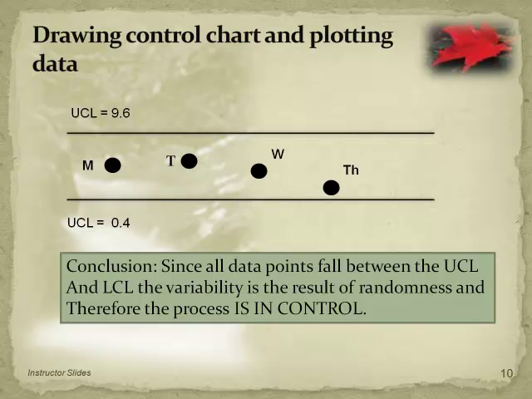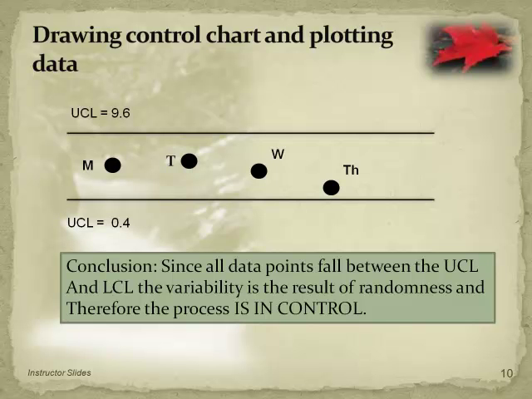I have my data here. So the data that I'm going to plot in a range chart is the range data. The range for Monday is shown here, it was 5. The range for Tuesday was slightly higher, 6. I can see that all of the data points do in fact fall within the control limits. So therefore I can draw the conclusion that the process is in control.